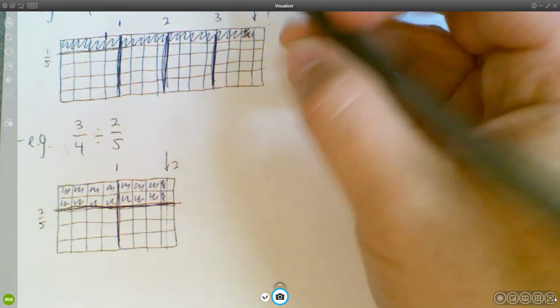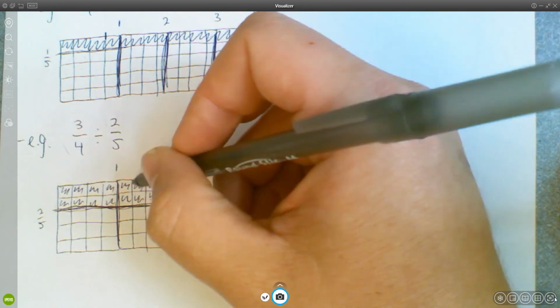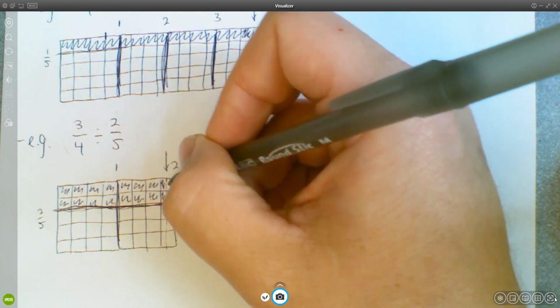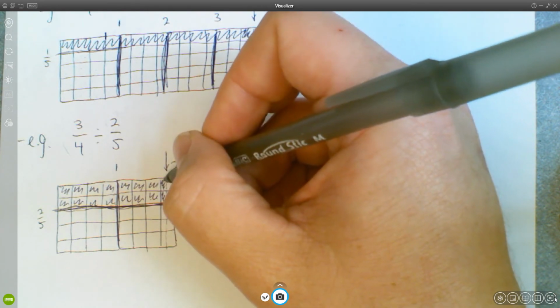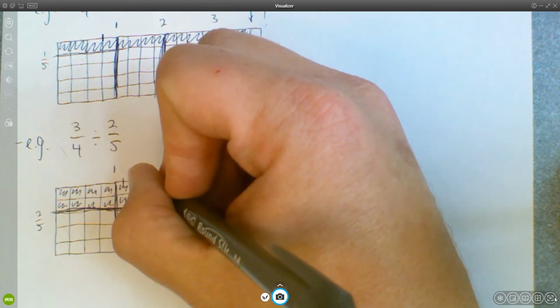The question is, what's that number? Well, it's kind of hard to tell. I split this space into 4 parts, but then I split this last fourth in half. So maybe if I split all the fourths in half, it would be easier to tell.